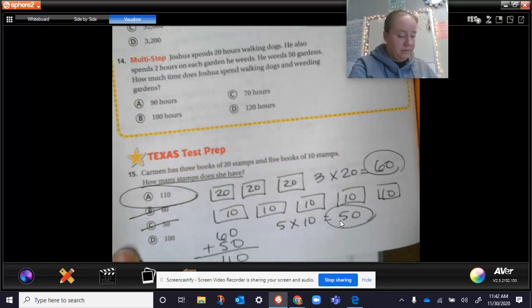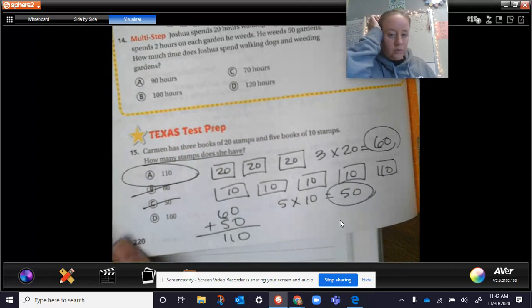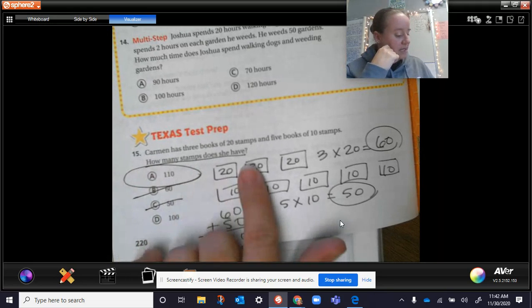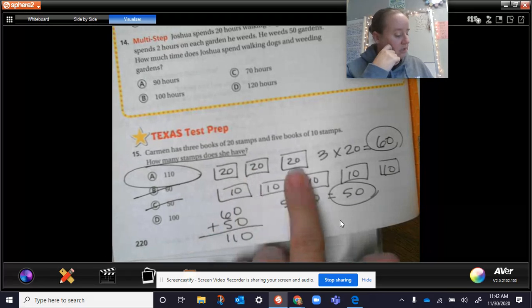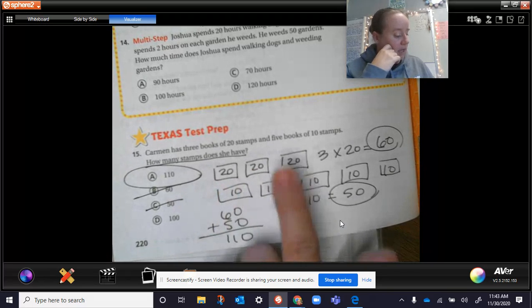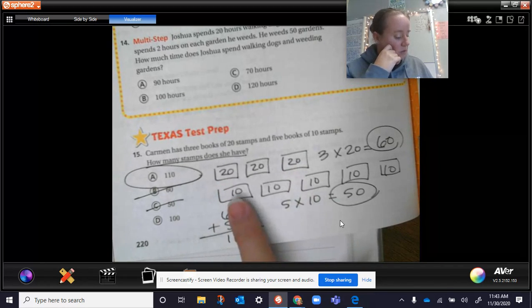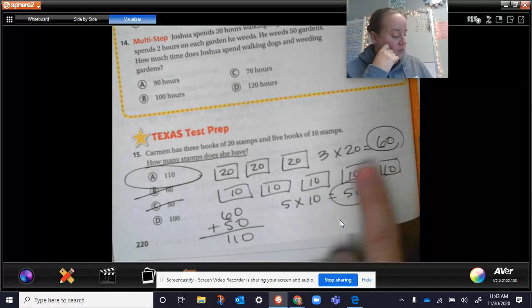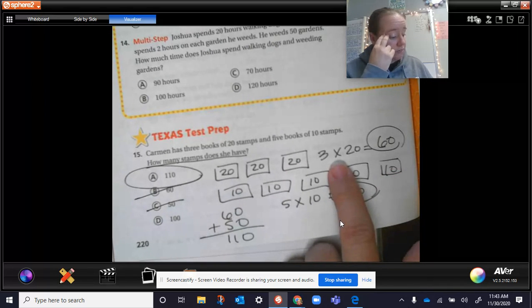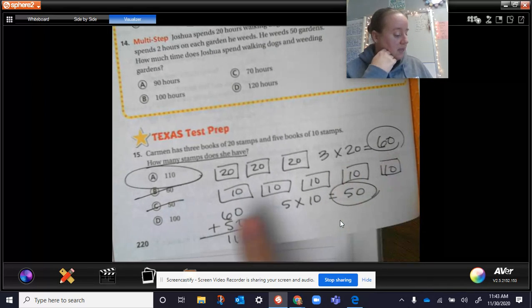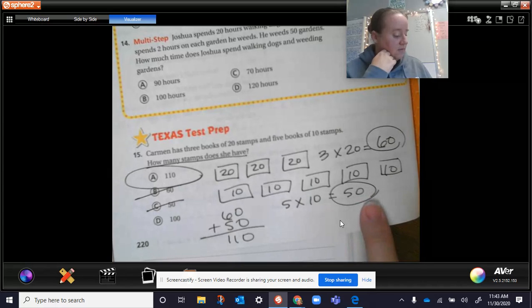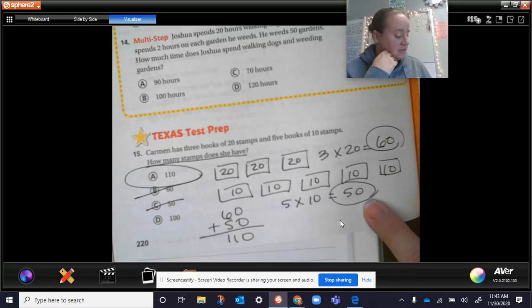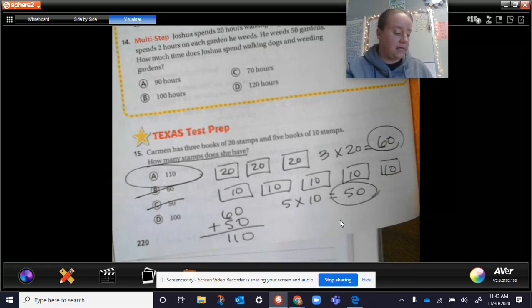And then here on the bottom, number 15 we did. So we said we've got Carmen. She's got 3 books of 20 stamps. So we drew the 3 books, and each of them have 20 stamps. And then 5 books with 10 stamps. So here's 1, 2, 3, 4, 5, and each one of them have 10. And so we said to get this, we would multiply 3 times 20, which gives us 60. And then here, 5 times 10 gives us 50. And then to know how many stamps does she have in all, we've got to add the 60 and the 50 to give us the 110.